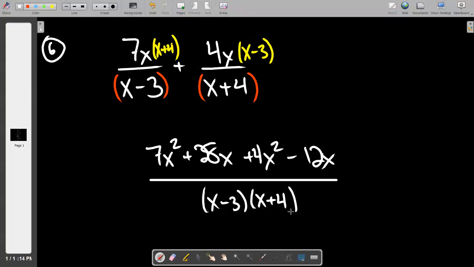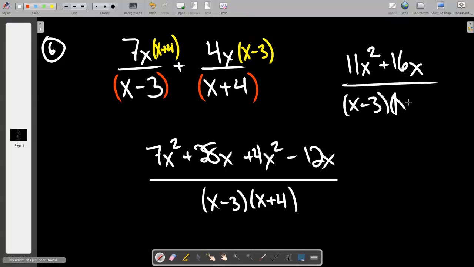And if you turned in an answer like this, I wouldn't really be too mad, but I would take points off, of course, because there's work to be done, right? We simplify. What do we simplify it into? Combine the 4x squared with the 7x squared and the 28x with the negative 12x. Right, so we get 11x squared plus 16x all divided by x minus 3 times x plus 4. There's really no need to check if we can factor anything here. That top is pretty much toast, right?